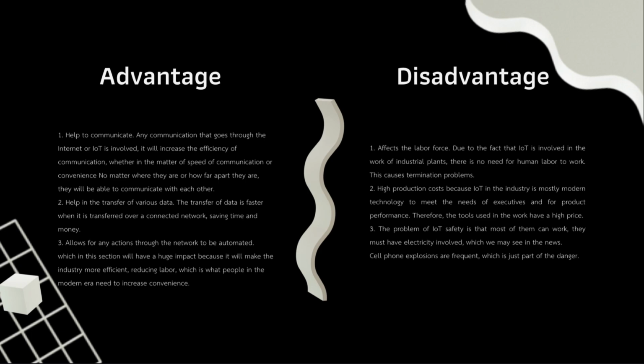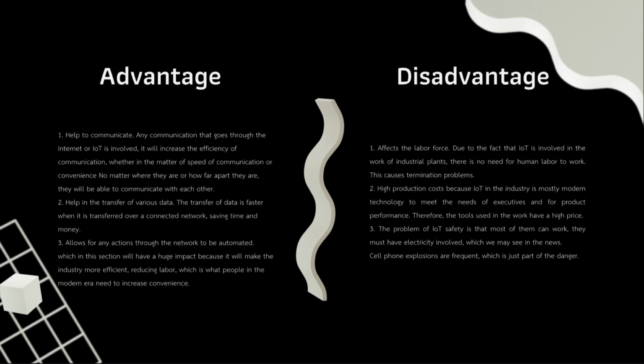Third, allowing any action on the network to be automated, which will have a huge impact because it will make the industry more efficient, reducing labor, which is what people in the modern era need to increase convenience. Next is disadvantages of IoT.